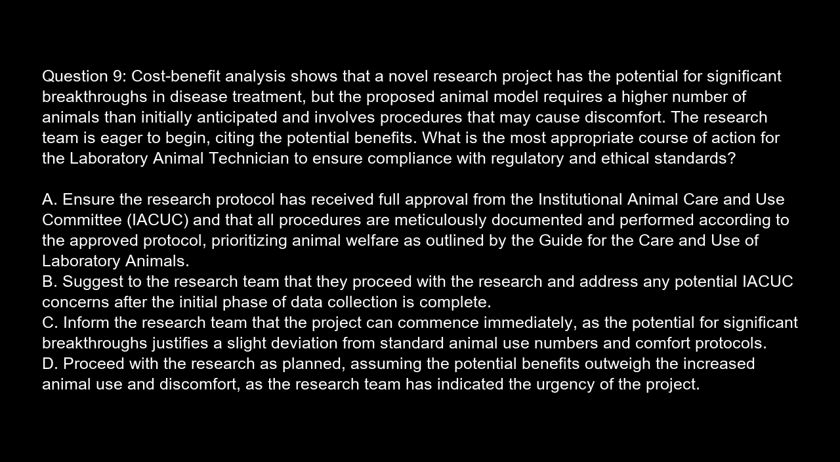Option C. Inform the research team that the project can commence immediately, as the potential for significant breakthroughs justifies a slight deviation from standard animal use numbers and comfort protocols. Option D. Proceed with the research as planned, assuming the potential benefits outweigh the increased animal use and discomfort, as the research team has indicated the urgency of the project.